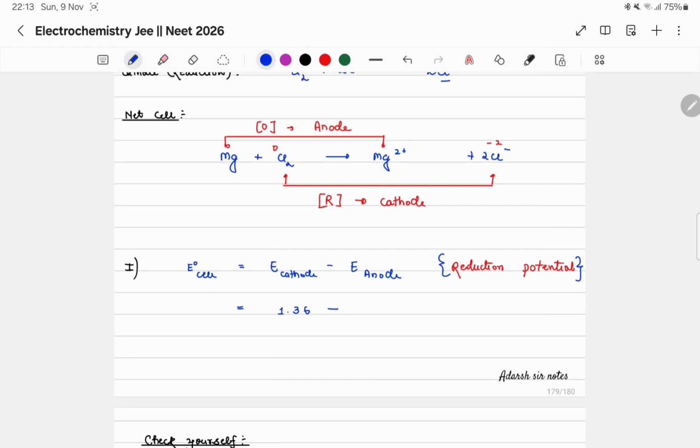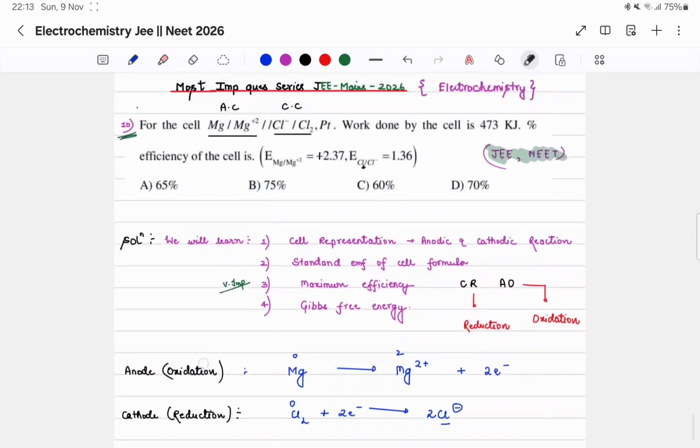1.36 minus. Now what is the anode? Anode we can check it. Magnesium is going to convert into Mg²⁺. So on the anode, oxidation will happen. We are not denying, but you have to take the value in which form? Reduction potential. So if we know the oxidation potential, just put a negative sign to make it the reduction potential. Just make it opposite. So let's check the anode part.